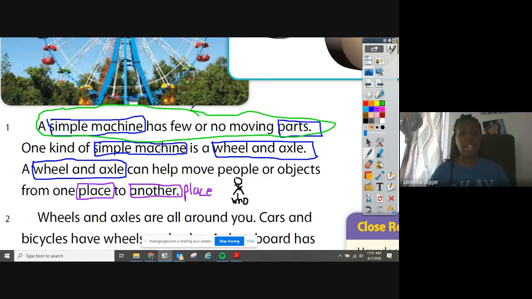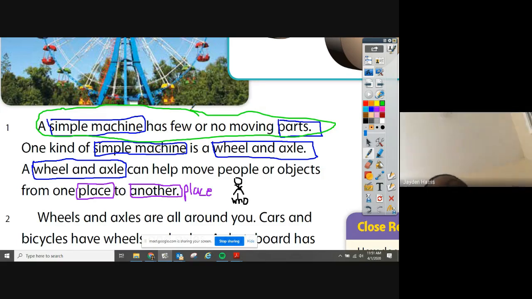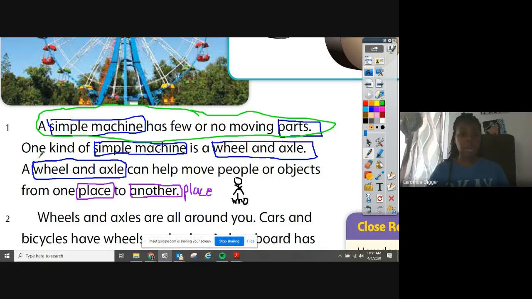Use the details in paragraph 1 and tell me, what does a wheel and axle do? A wheel and axle can help move people or objects from one place to another. There we go. Right here.